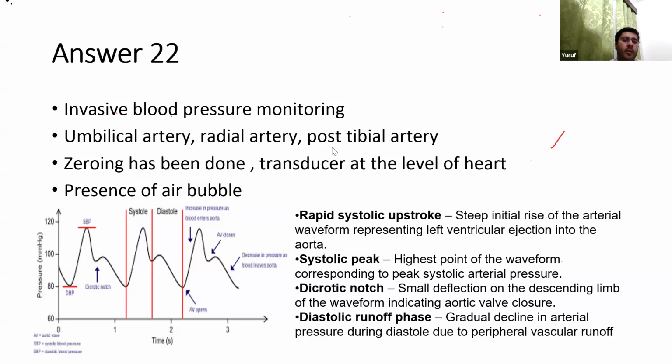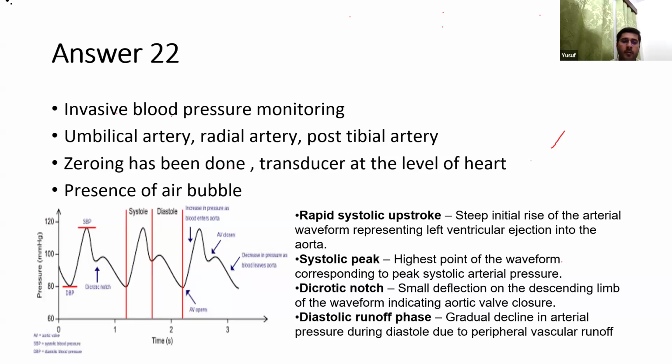Okay, so this is an invasive blood pressure monitoring. As you all rightly pointed out, we can do this using umbilical artery, radial artery, or a posterior tibial artery. Important thing to be sure of is that you do zeroing when you are starting the ABP monitoring or whenever there is a position change in this baby, and then the transducer should always be at the level of the heart.